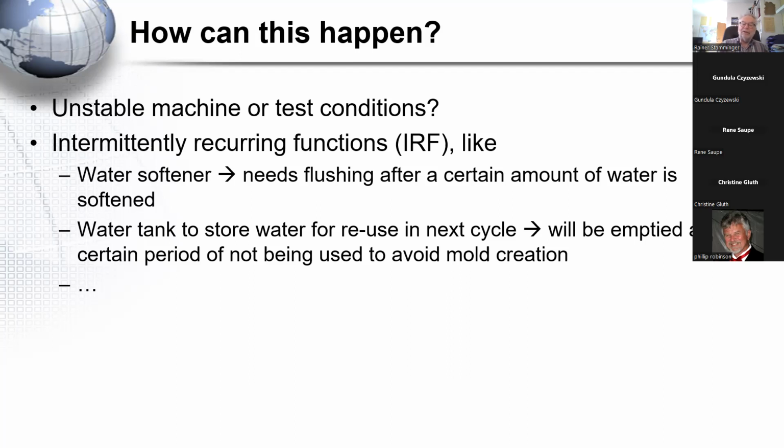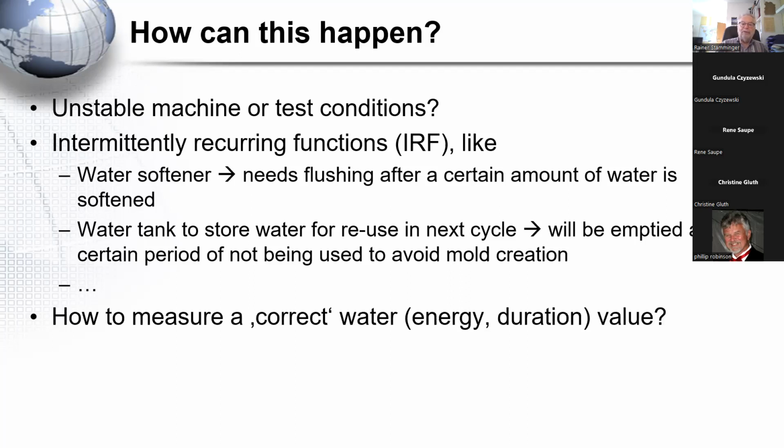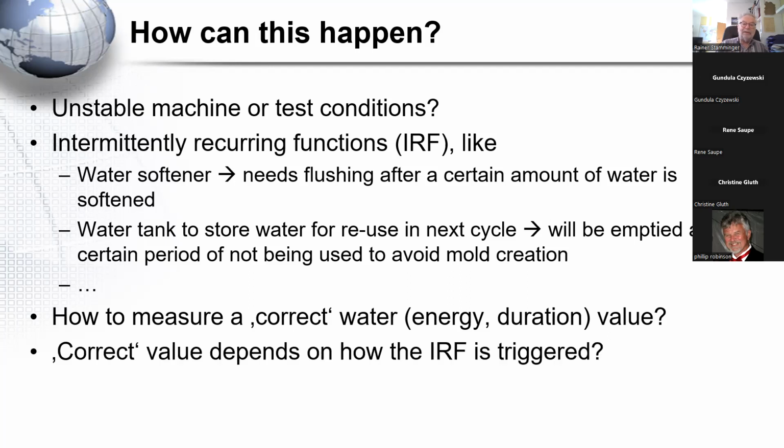So these are just two functions which we have already. And we have to think about how to measure really the correct value for all those performance parameters, water, energy consumption, duration. What is the correct value? And this correct value, when you look at these examples, it's not easy to say, because it depends, for example, on the water hardness region you are living in, or how long it takes for you to go from one to the next cycle.